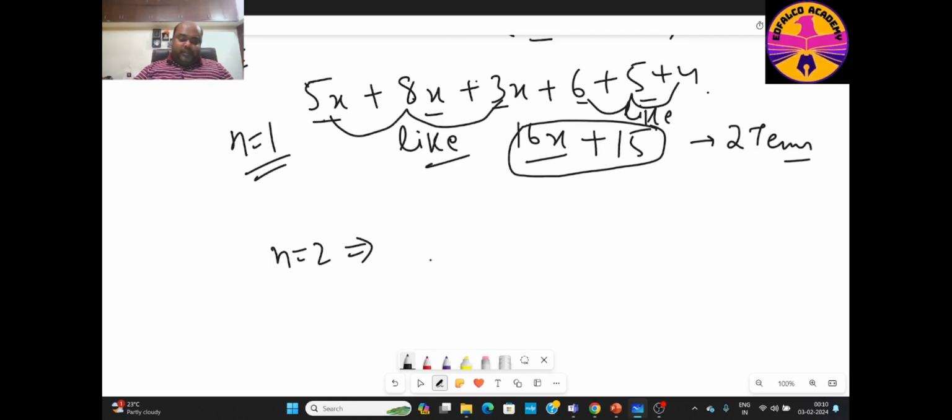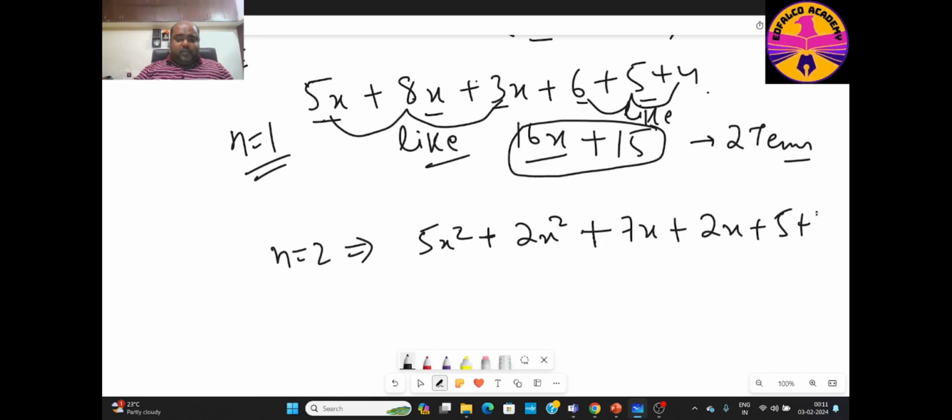Same way, when the degree is 2, you cannot have more than three terms. For example, if you wanted 5x square, you also wanted, let's say, 2x square, or you wanted, let's say, 7x plus 2x plus 5 plus 1. That is the maximum that you can do, right? You cannot go beyond x square, because otherwise the degree itself will change.